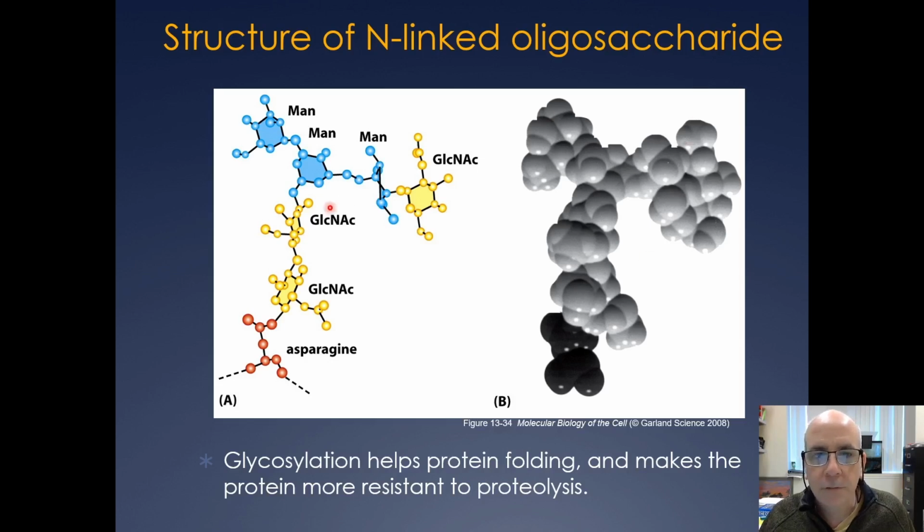Here's the structure of N-linked glycosylation, your GlcNAcs. There's your asparagine, your mannoses, and here's a space-filling model of it. Okay, and this all helps with protein folding and also makes secreted proteins soluble and resistant to proteolysis. And we saw in last lecture the staining of the carbohydrate layer of proteins out on the plasma membrane. So almost all secreted proteins get glycosylated in some form or another.